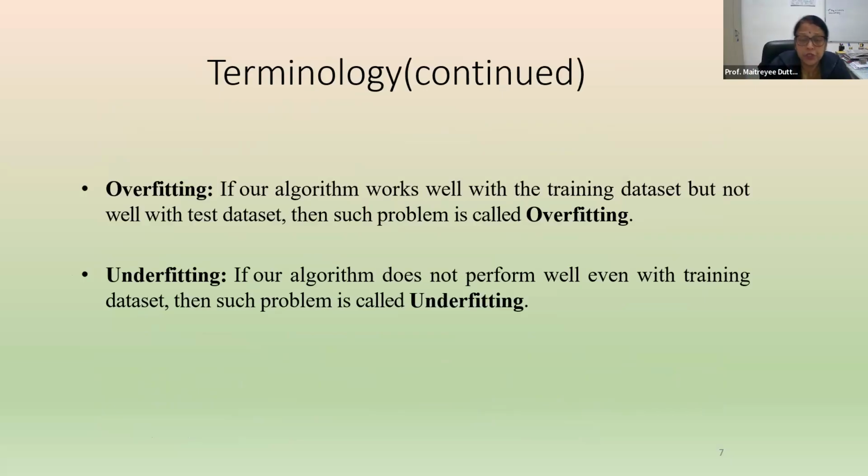Another term you should know: one is overfitting, another is underfitting. If your algorithm works very well with the training data set, but you are not getting good accuracy with the test data set, that means your problem is overfitting, right? And underfitting means that when you are performing your algorithm, it is not giving a good result even with your training data set. So that is known as underfitting. So these are some terms: underfitting, overfitting, then outliers.